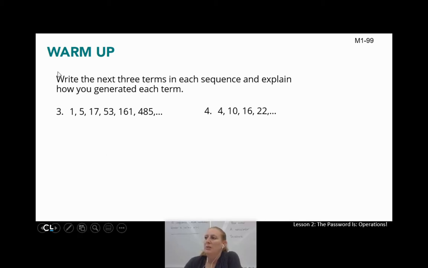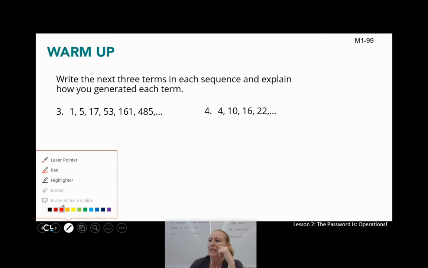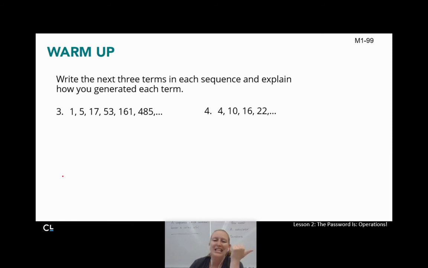So I noticed with this particular sequence, 1, 5, 17, 53, and 161, I was like, all right, well, it's definitely increasing. It took me a while. Did you have a hard time with number 3? I had a terrible time with number 3. At some point, I did realize, and it took me a while, that I was multiplying by 3 and then adding 2. So I had to multiply by 3 and then add 2.